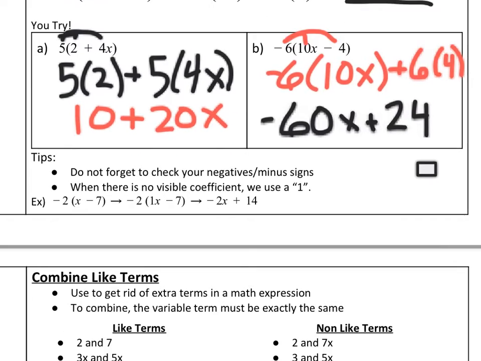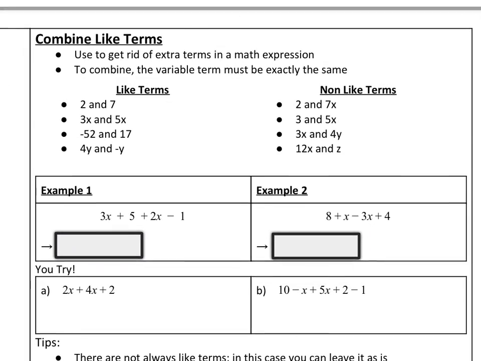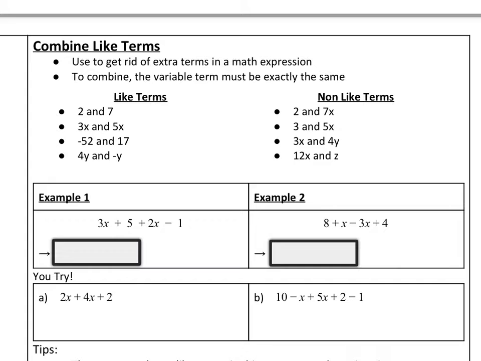If you flip your page over, you will come to the section that says combine like terms. In combining like terms, use this to get rid of extra terms in a math expression. If you had 1 plus 1 plus 1 plus 1 plus 1 plus 1, etc., it might be easier to just say 10. That's getting rid of those extra ones. Same thing, but not changing anything. To combine, make sure the variable term is exactly the same.